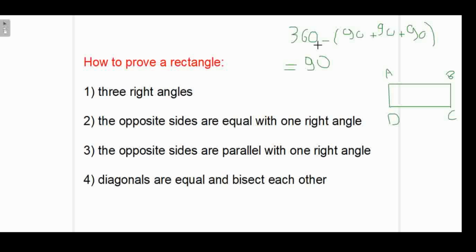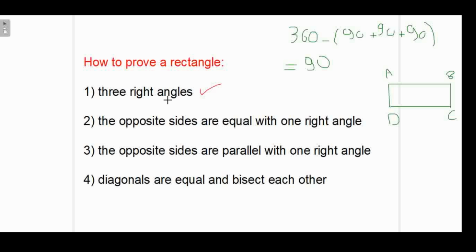I wrote it here. We know that the sum of the angles is 360, and if we have proven that three angles of those four are 90, then 360 minus 90 plus 90 plus 90, because we have proven that three angles are 90, the answer will be 90. So we are sure that the fourth angle is right, whether we prove it or not. If three of them are 90 degrees, then of course the fourth one will also be a right angle. So this is the first method. If this method is correct, then the quadrilateral is a rectangle.